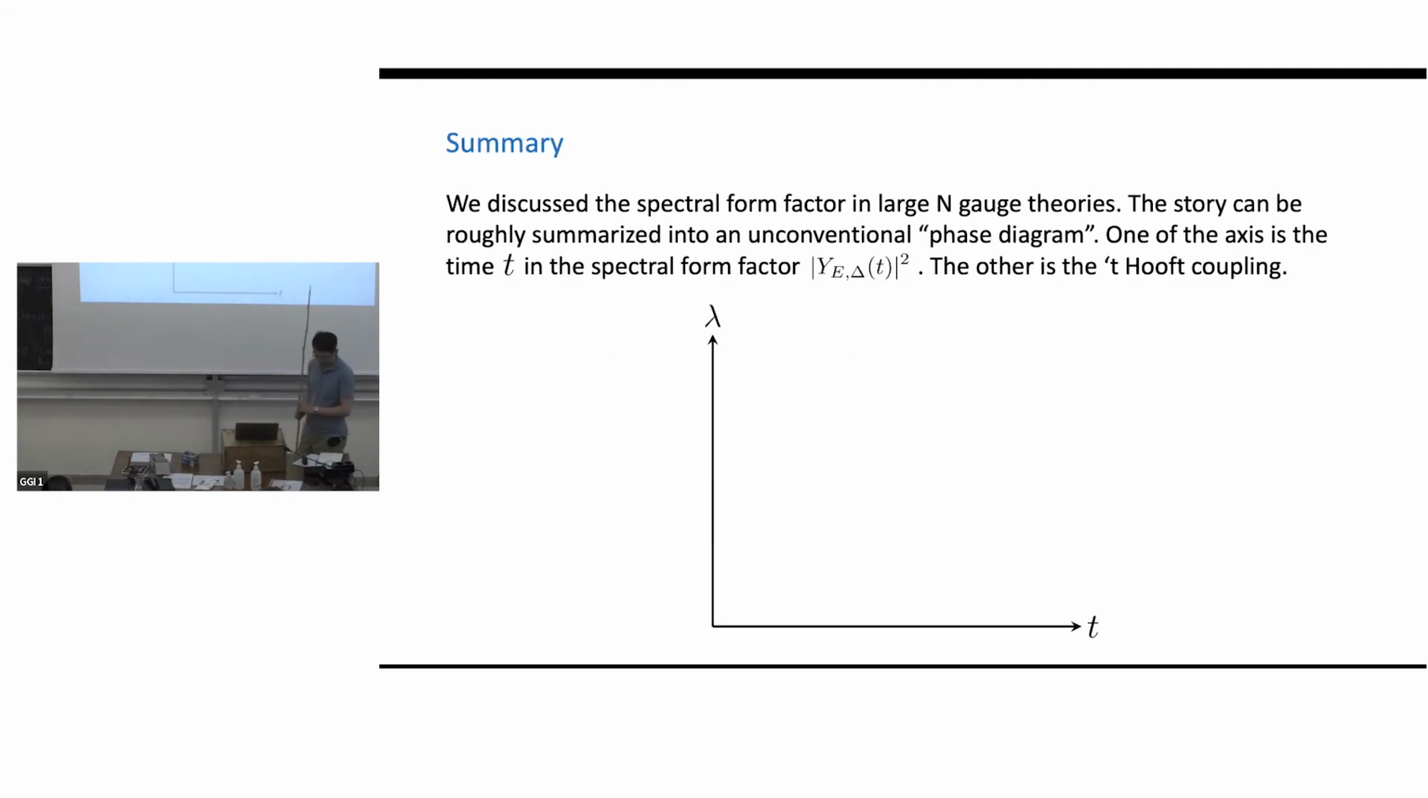So now let me try to summarize. In this talk, I discussed the spectral form factor in large N gauge theories. And one particular way that you can use to summarize the result is to organize everything in an unconventional phase diagram. So here I'm drawing a two-dimensional phase diagram where the horizontal axis is fairly unconventional. It's the time argument in the spectral form factor, okay? And the vertical axis is the 't Hooft coupling.